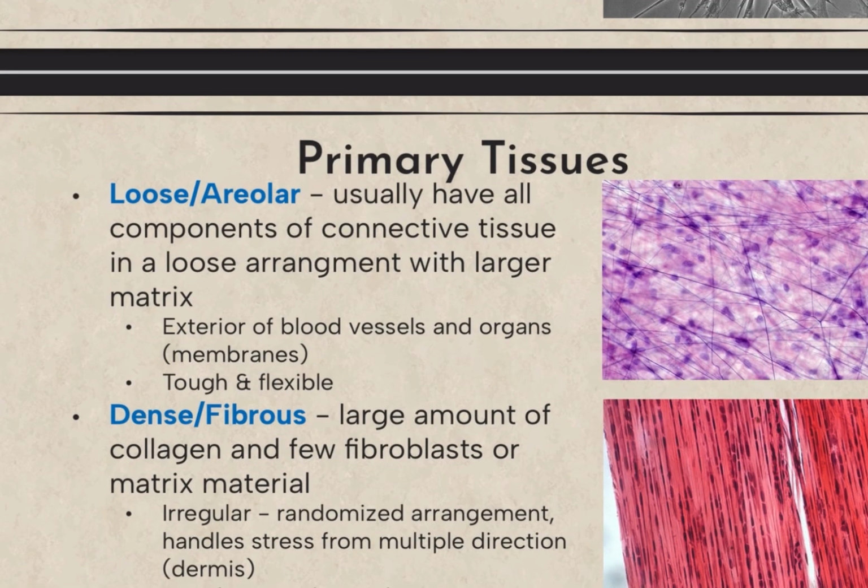We have loose slash areolar, and these are used synonymously. So if you hear loose, it means areolar. If you hear areolar, it means loose. They usually have all components of connective tissue in a loose arrangement with a larger matrix. So this is our exterior of blood vessels and organs. It's membranes, and it's typically tough and flexible.